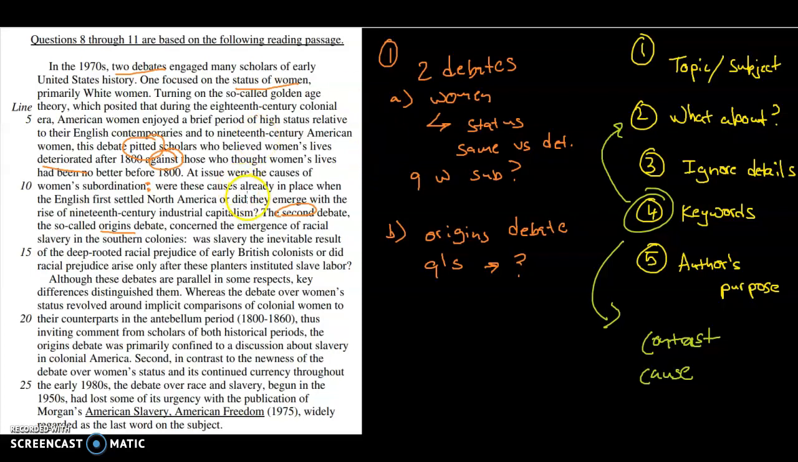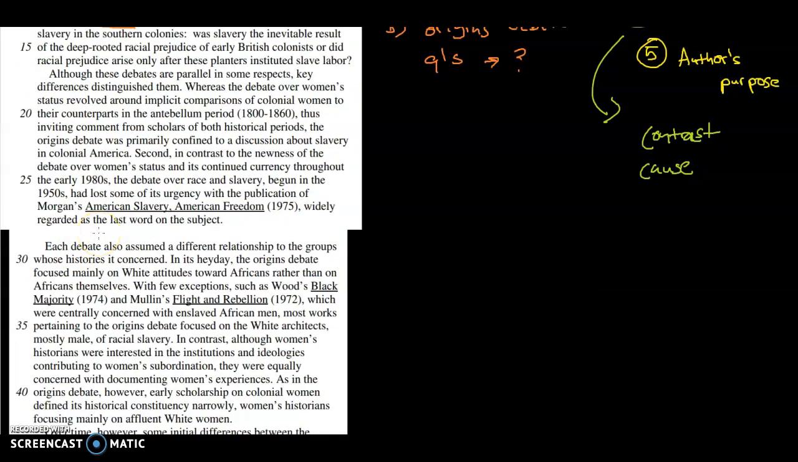So paragraph 1: two debates, one about the status of women, the other about the status of origins, racial slavery, etc., and questions about where they came from. Boom. There's paragraph 1. Okay. Let's try to go and do paragraph 2. Let's see what we got.